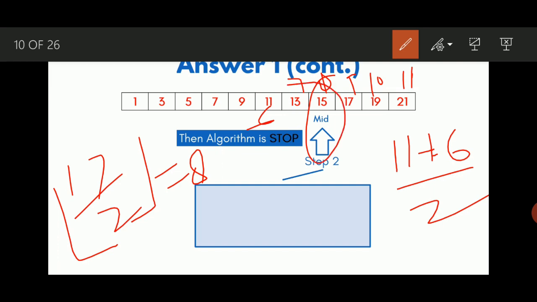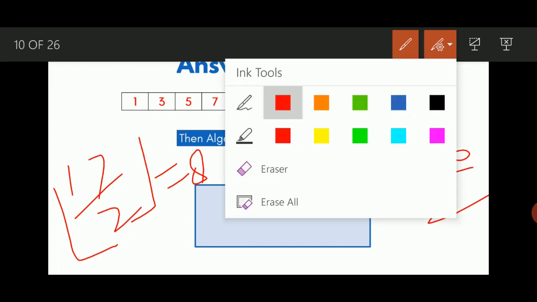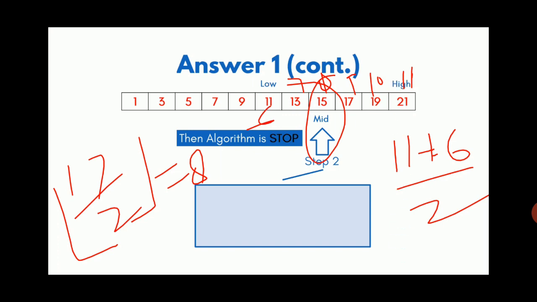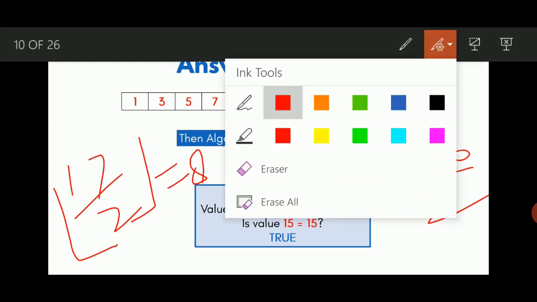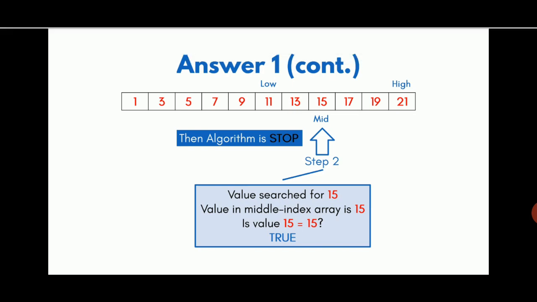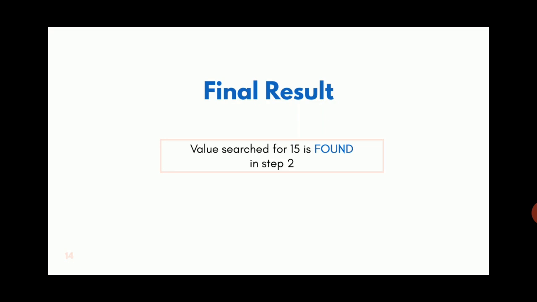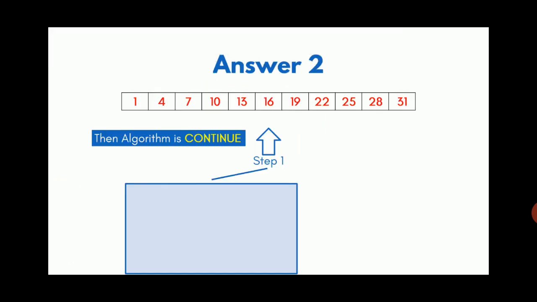Then according to the algorithm, to search for 15, we check whether the middle index value is 15. The middle index value is 15, and what we have to search is also 15, so they are equivalent. That stops the algorithm and we find our value. So the search for 15 is found, that means the second step is done. Next step goes to the next question.